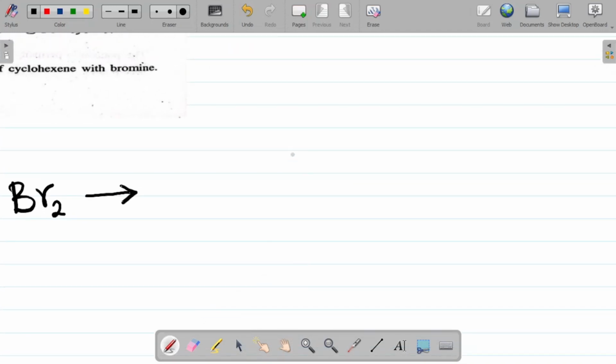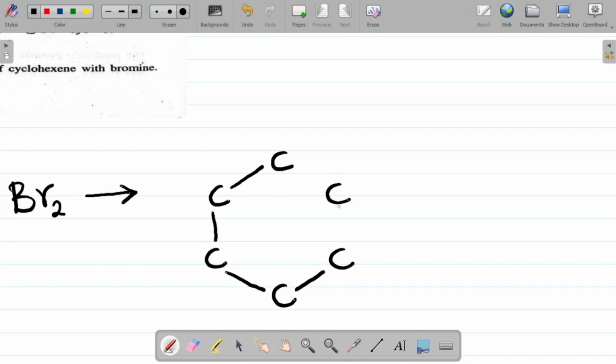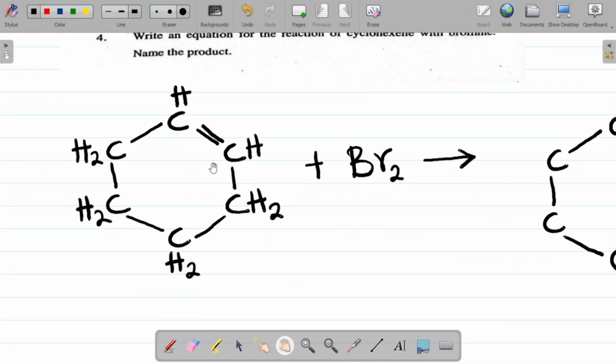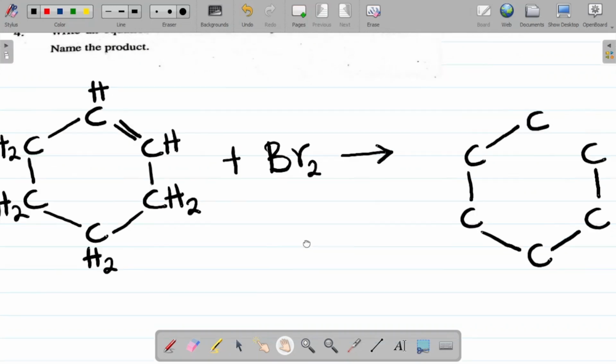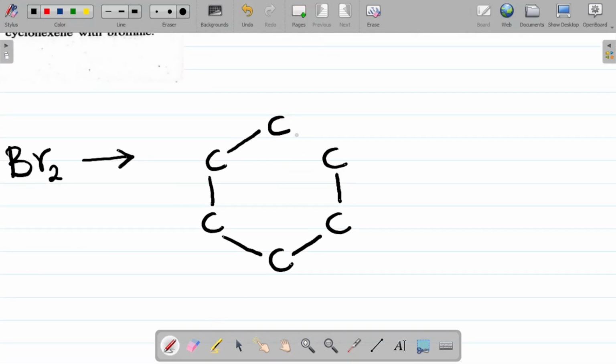So if I combine this, what do I have? You'd have C here, 2, 3, 4, 5, and then 6. Now, this was a single bond here, a single bond here, and so on. Now, here's what to note. This was a double bond. When this cyclohexene combines with bromine, the bromine atoms will displace the double bond, causing a single bond here.